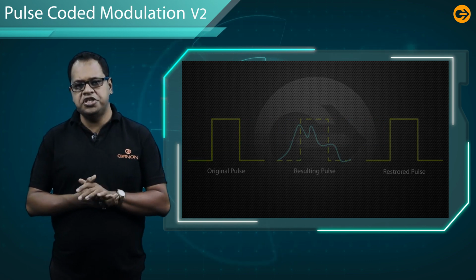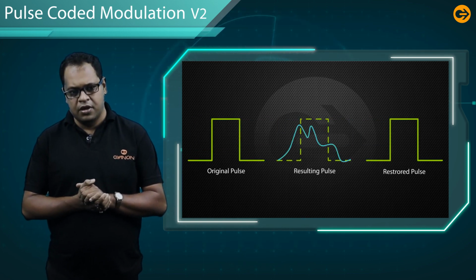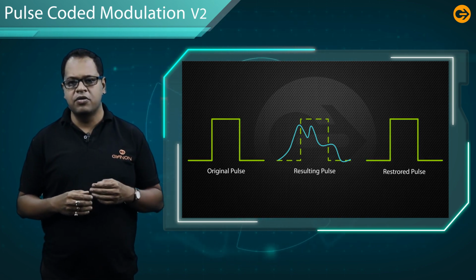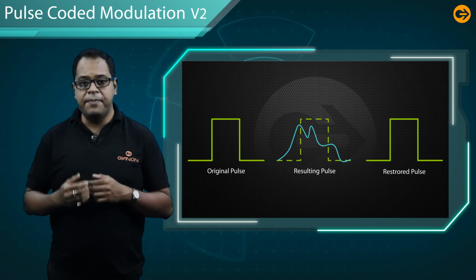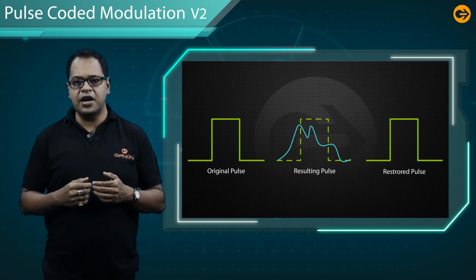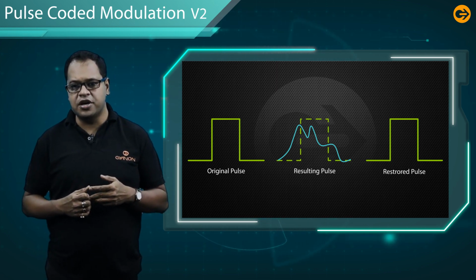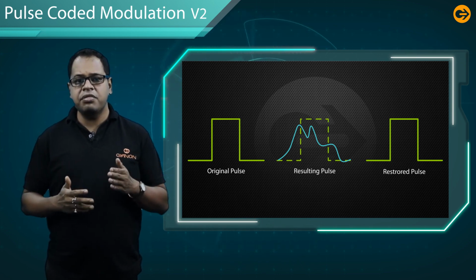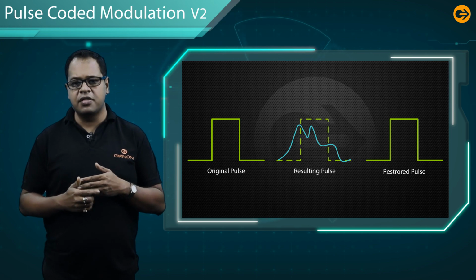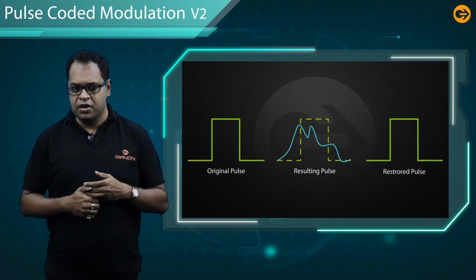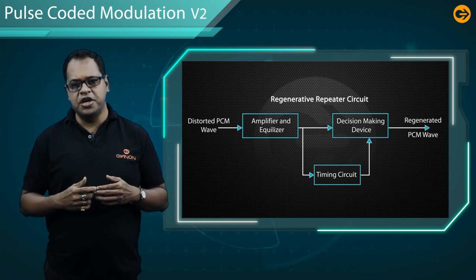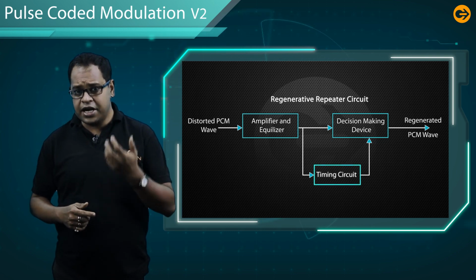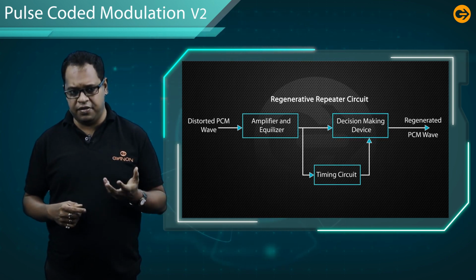Let us discuss the regenerative repeater in the medium. The regenerative pulse compared with the original pulse and the received pulse will be as shown in the figure. For a better reproduction of the signal, a circuit called a regenerative repeater is employed in the path before the receiver, that means in the medium. This helps in restoring the signals from the losses occurred. Let us discuss the blocks of the regenerative repeater. This consists of an equalizer with an amplifier, a timing circuit and a decision-making device.